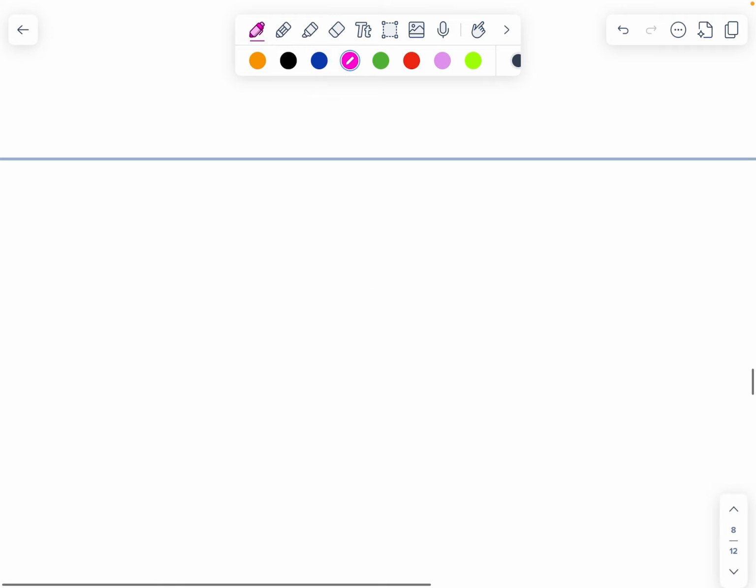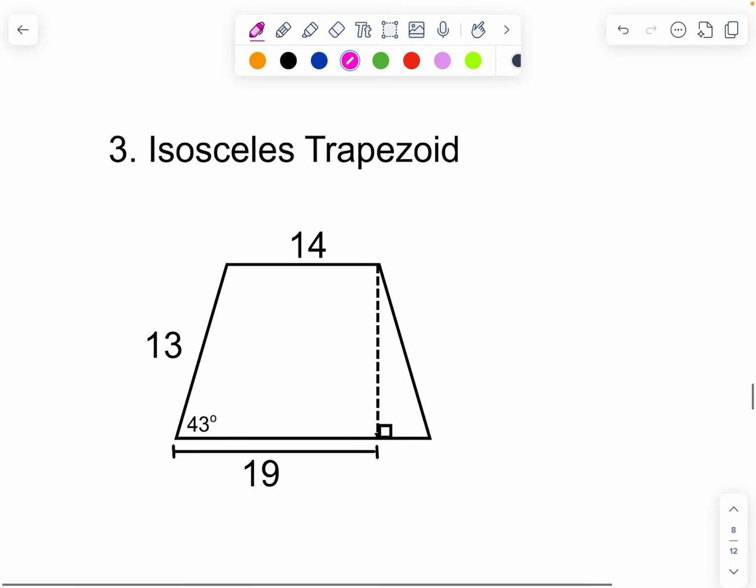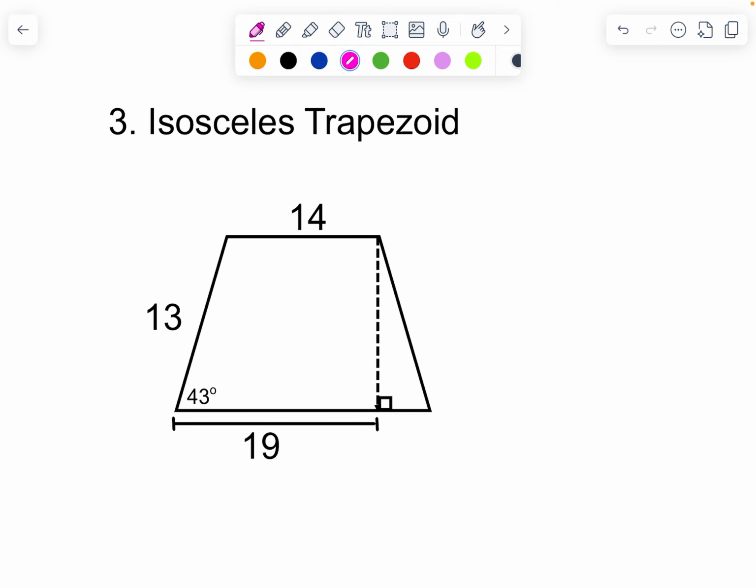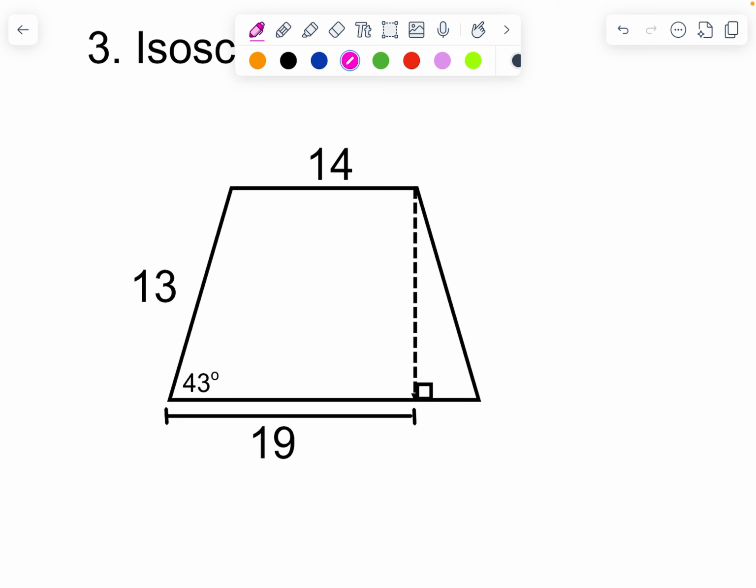All right, let's move on to the next example, which is another isosceles trapezoid. Okay, so isosceles trapezoid, I'm going to fill in the base angles first, 43 degrees. I'm going to do the legs that are congruent, 13. I'm going to do the other base angles because these 2 are supplementary. So I'm going to do 180 minus 43, which is 137 degrees.